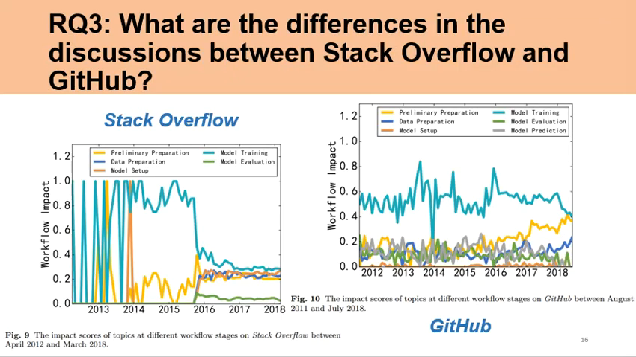In RQ3, we discussed the commonality and difference of discussion topics on different platforms. We derived the trend lines of the topics at different workflow stages on different platforms, and observed that model training on the 2 platforms showed the highest impact compared to the other workflow stages. Model setup experienced a sharp increase since 2016 on Stack Overflow, while the impact of it on GitHub is slight.